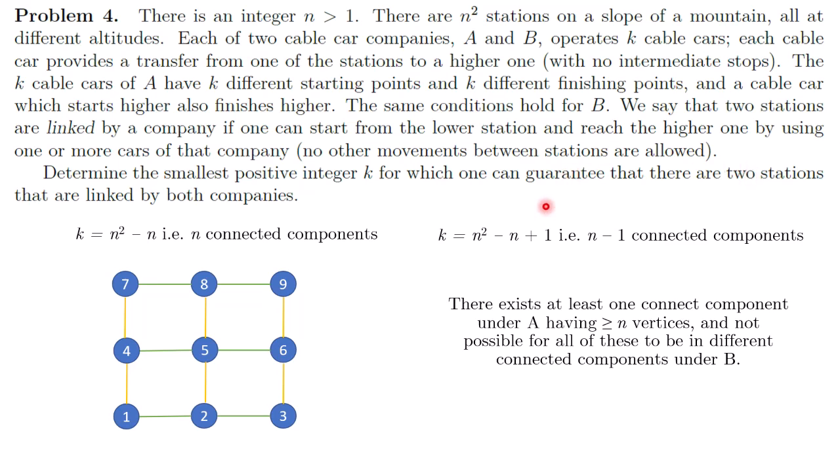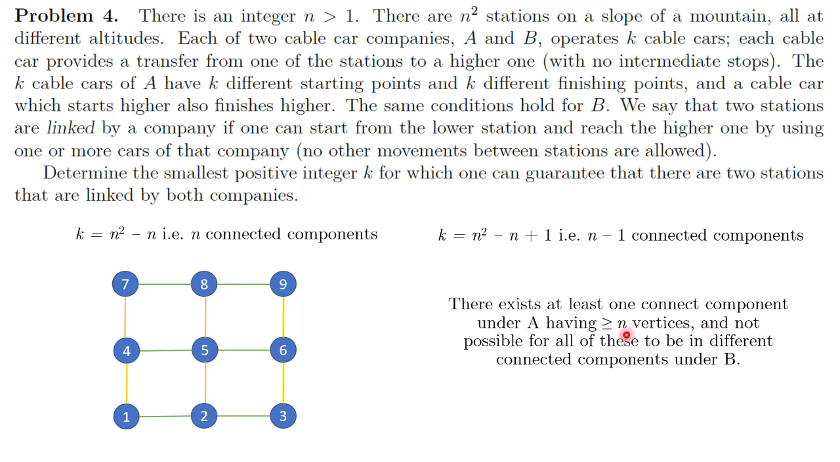On the other hand, once we have k being 1 larger, in other words n minus 1 connected components, then we will not be able to avoid the condition required by the question, because, by pigeonhole principle, there will be at least one connected component under A having greater than or equal to n vertices.